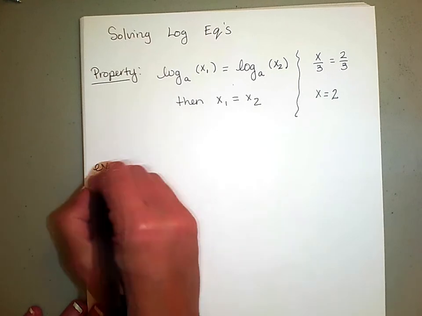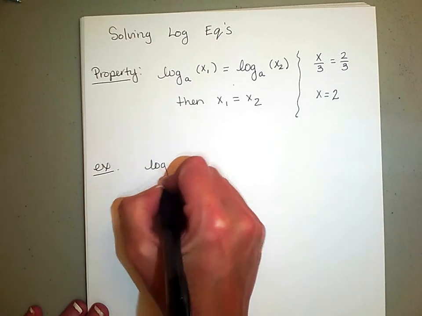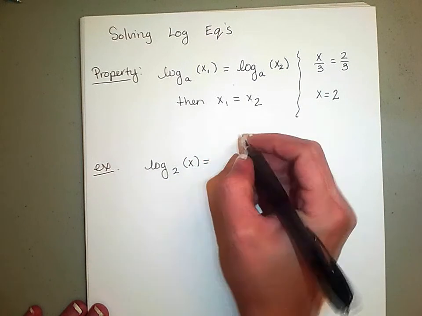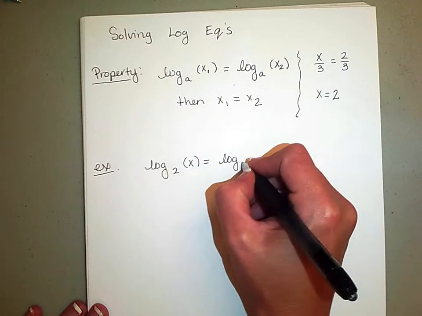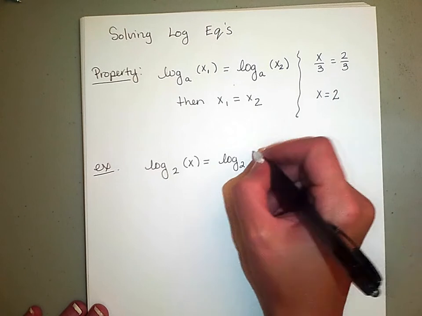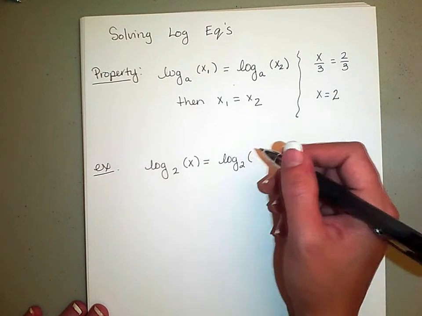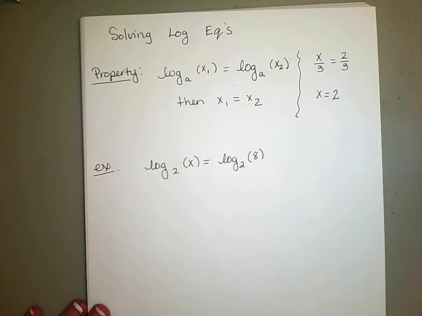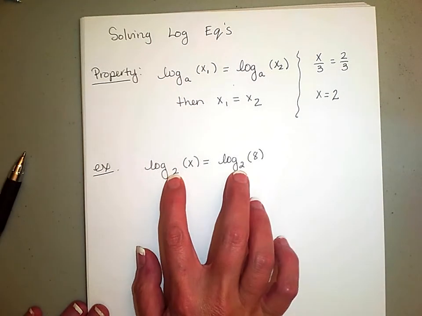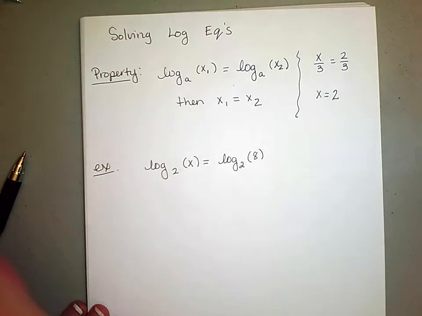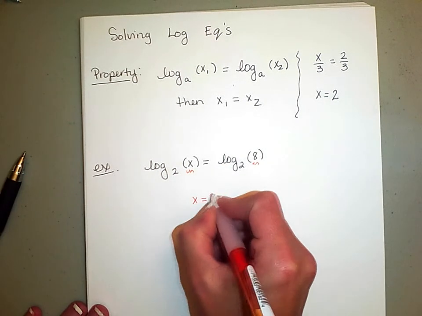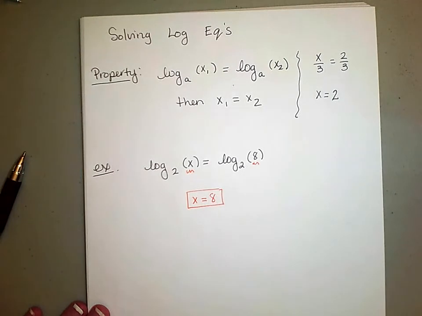So for example, if we had the log base 2 of x was equal to the log base 2 of 8, something like this, then these bases are equal, so it must be that x equals 8. Just has to be.